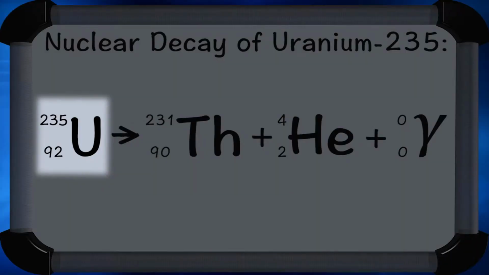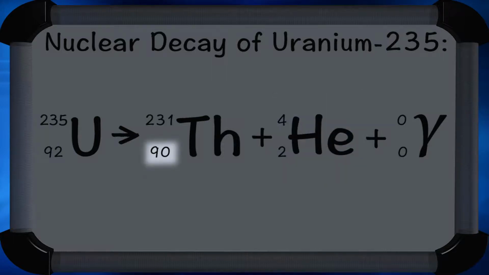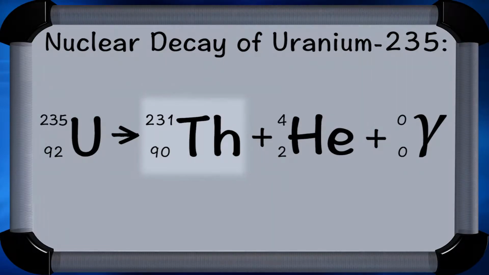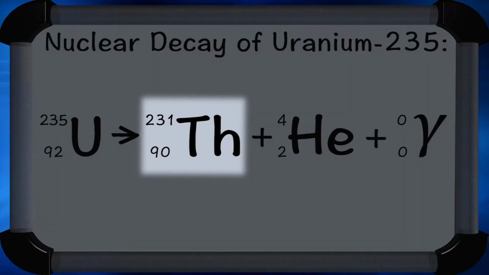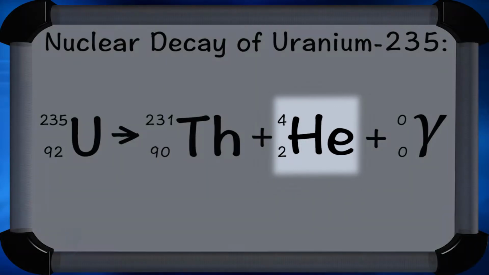Right. The periodic table shows us that U-235 has 92 protons because it's uranium. If alpha decay occurs, the atom loses 2 protons and 2 neutrons in the alpha particle. That drops the atomic number to 90 and the mass number to 231. An atom with 90 protons isn't called uranium, it's thorium, and it's lost 4 particles, 2 protons and 2 neutrons. That means an alpha particle was released.